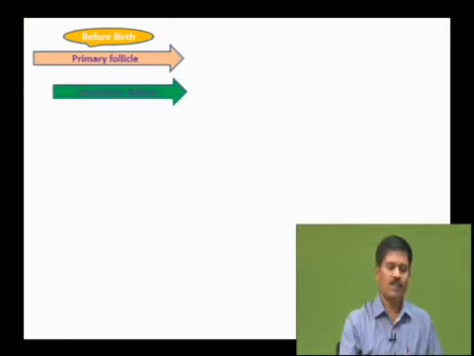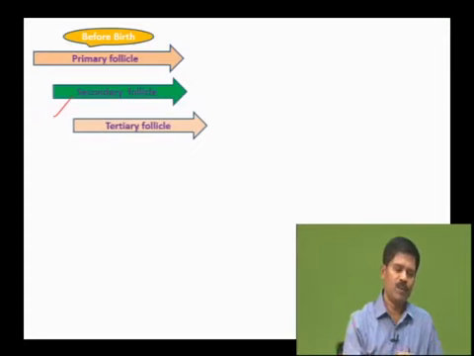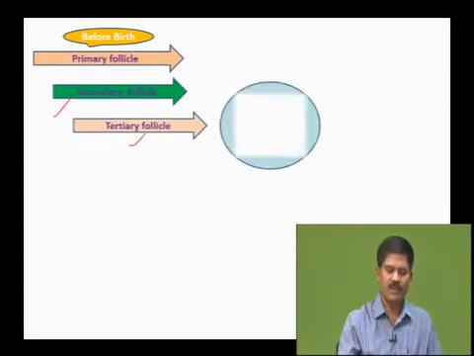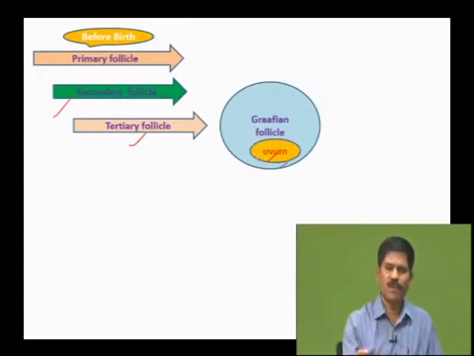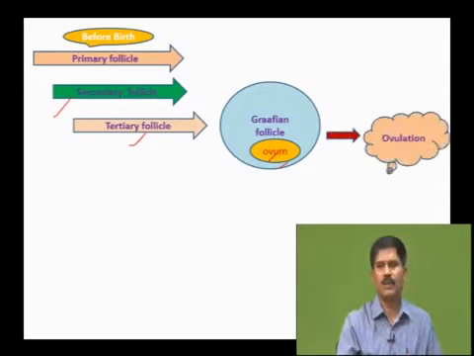Primary follicles mature into secondary follicles. Secondary follicles mature into tertiary follicles. Tertiary follicles mature into Graafian follicles, which is nothing but the mature ovarian follicle present in the ovary. You know that in the center of the Graafian follicle, the ovum or egg is present. When the egg matures, the Graafian follicle ruptures, releasing the ovum. The process is called ovulation. This released egg may undergo fertilization.